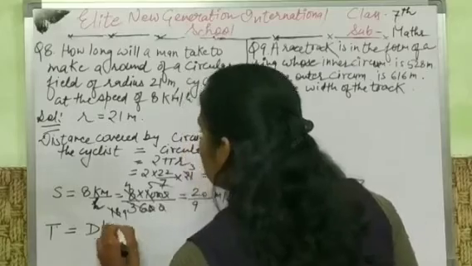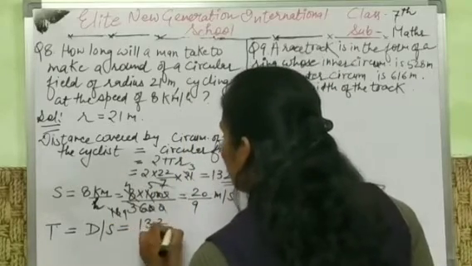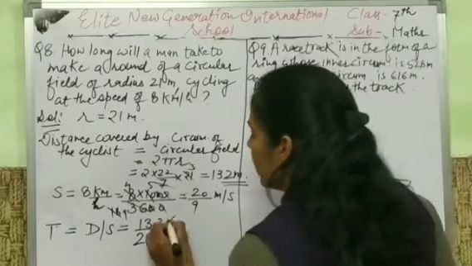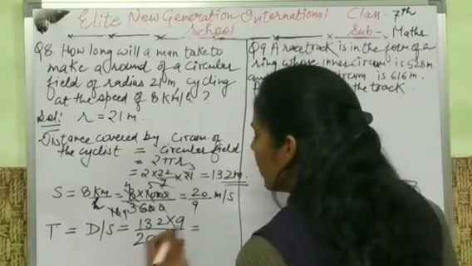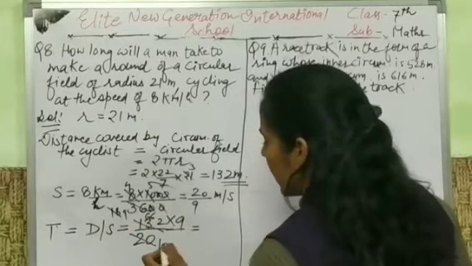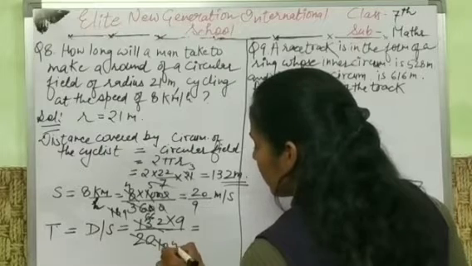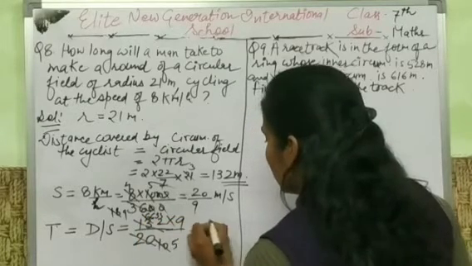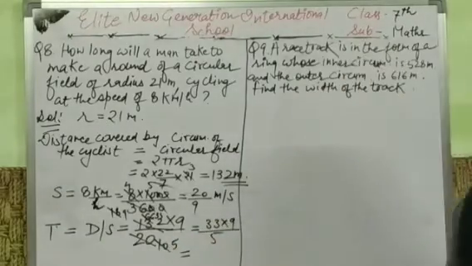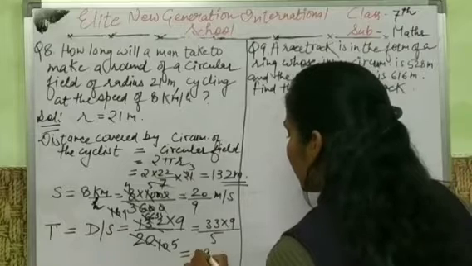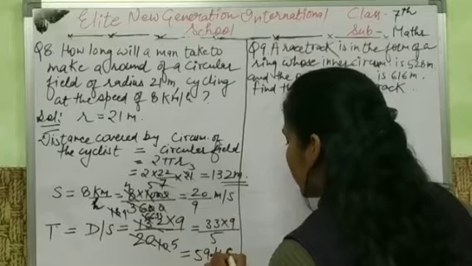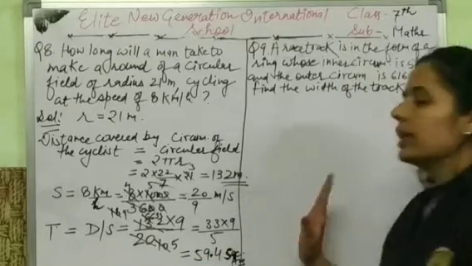Okay, and you can also write here d upon s. So here d is equal to 132 upon 20 by 9. So here 9 goes into the numerator. When we solve it, generally we will get here, right, again we can also cancel it out by 33 into 9 upon 5. When we solve it, then we'll get the answer is 59.4 seconds. Okay, this is the answer.